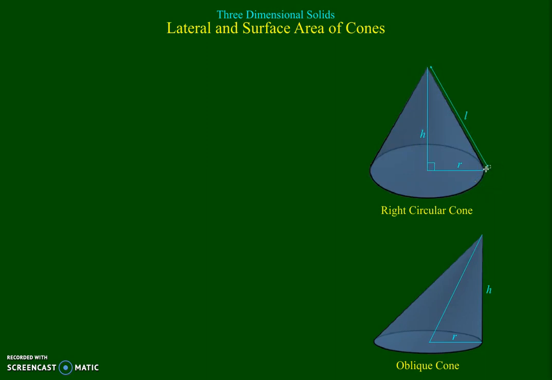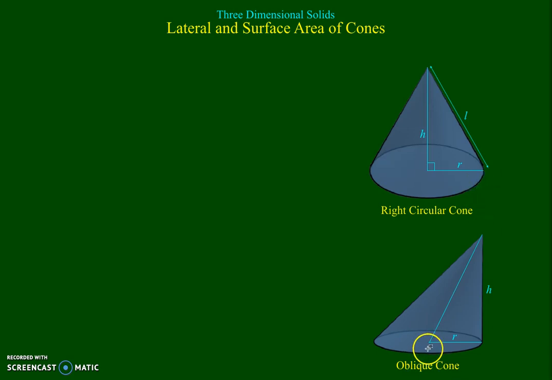slant height. Very similar to what we had in pyramids, where it was the diagonal distance from the vertex perpendicular to a base, to the center of the base. In a pyramid, here it's the slant height. It's the perpendicular distance directly down along the side of the cone.